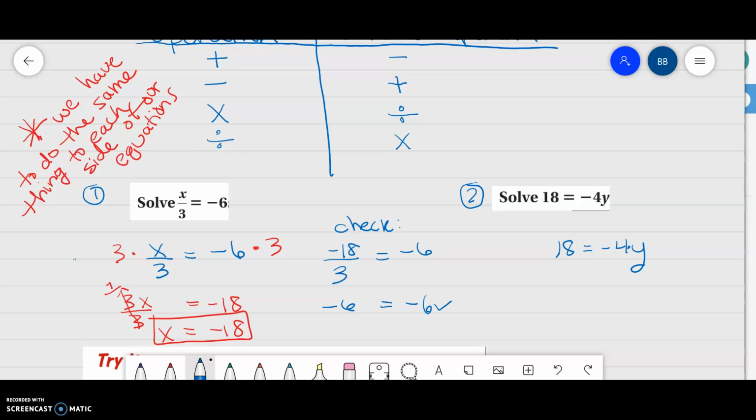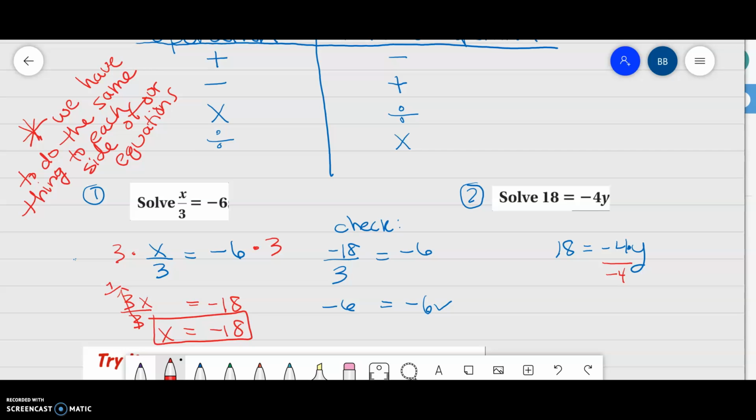So negative 4 is being multiplied by y. We don't really write the multiplication symbol, but that's implied. That's what's happening there. So in order to undo y times negative 4, we have to divide y by negative 4. And it's important to include the negative. We have to divide by the same exact thing that y is being multiplied by. So if it's being multiplied by negative 4, we have to divide by negative 4.